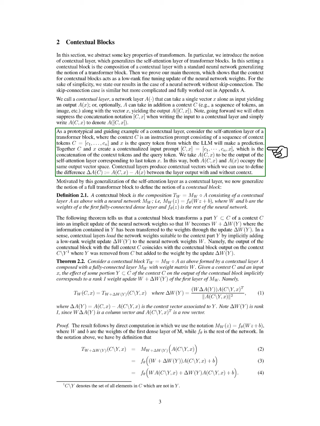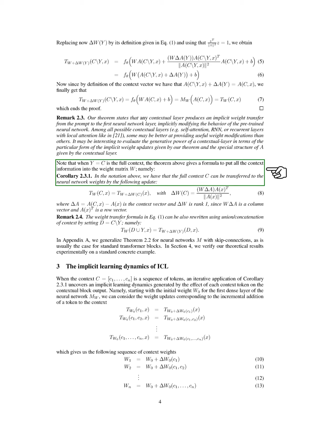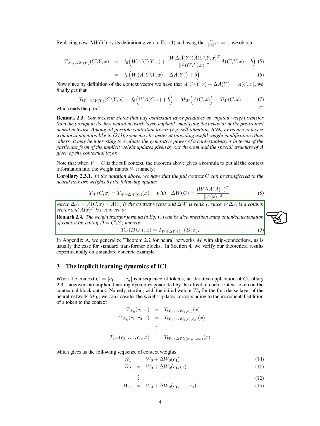Our theorem asserts that any contextual layer facilitates an implicit transfer of information from the prompt to the first layer of the neural network, altering its behavior. Some contextual layers may be more effective than others in providing useful weight modifications. When the entire context is used, our theorem provides a way to transfer all context information into the weight matrix. We can also express the weight transfer formula in terms of the union of contexts.